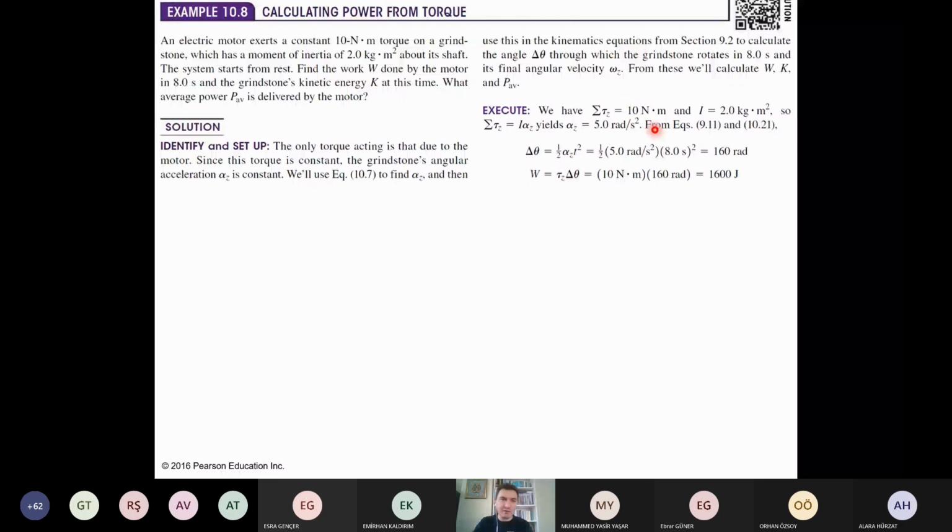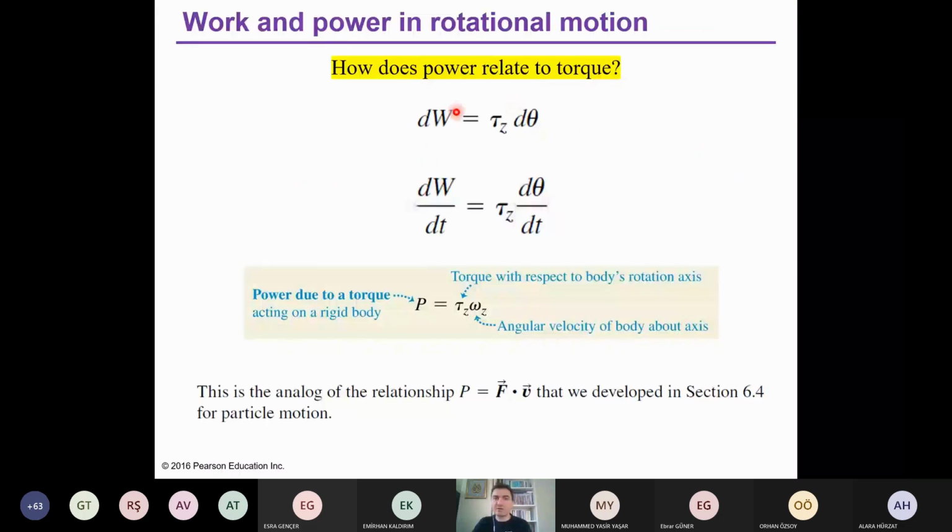So what was the question? Find the work done by the motor in 8 seconds and find the grindstone's kinetic energy at this time when the time is 8 seconds. So how to find the work? In order to find the work, you can use this expression, torque times delta theta. Just remember this expression, work equals torque times delta theta or d theta.